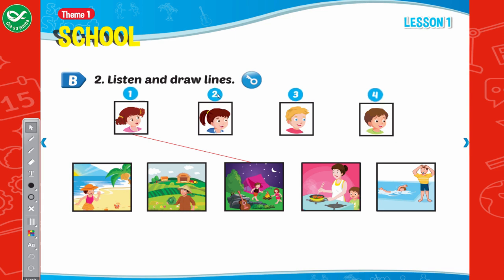2. What about you, Lucy? What did you do in the summer? I went to the farm, my grandma's farm. 3. And you, Nick? What did you do in the summer? I learned how to swim. Cool. 4. Tom, what did you do in the summer? I'm a great swimmer. I went to the beach. I went to the beach too.